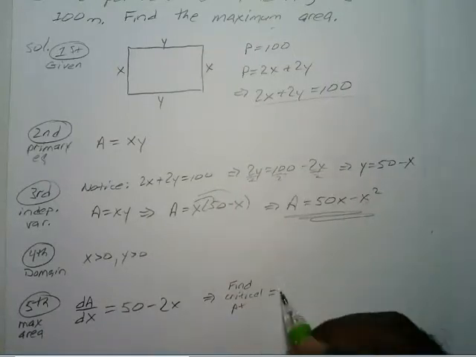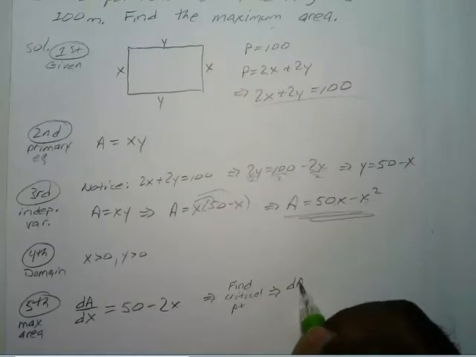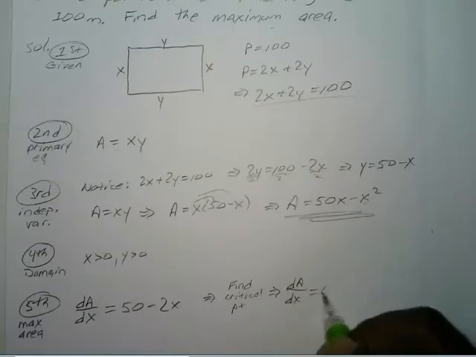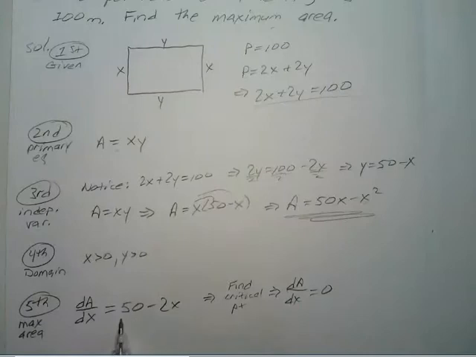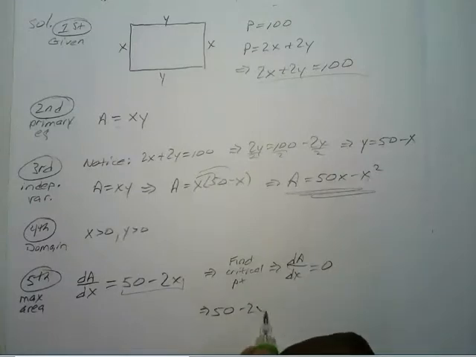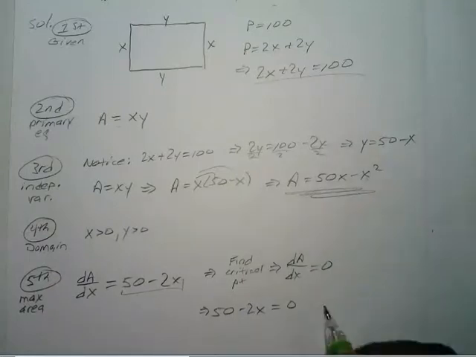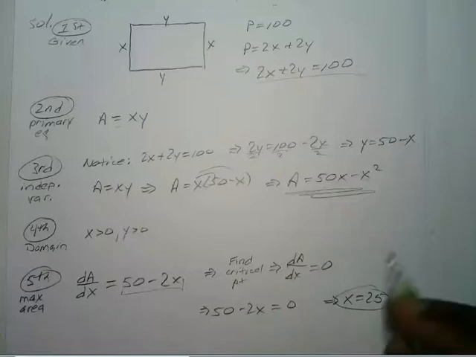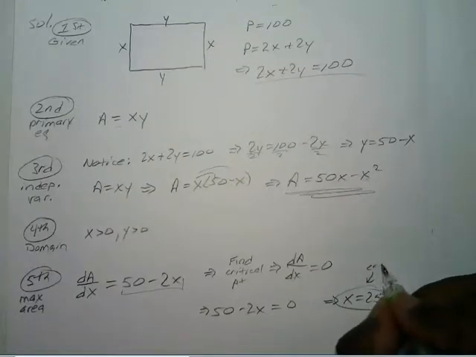Which is just when that first derivative equals 0. So that means you're just going to make this equal 0. So 50 minus 2x equals 0. So if we add 2x to both sides and divide by 2, we end up with x is equal to 25, which is our critical point.